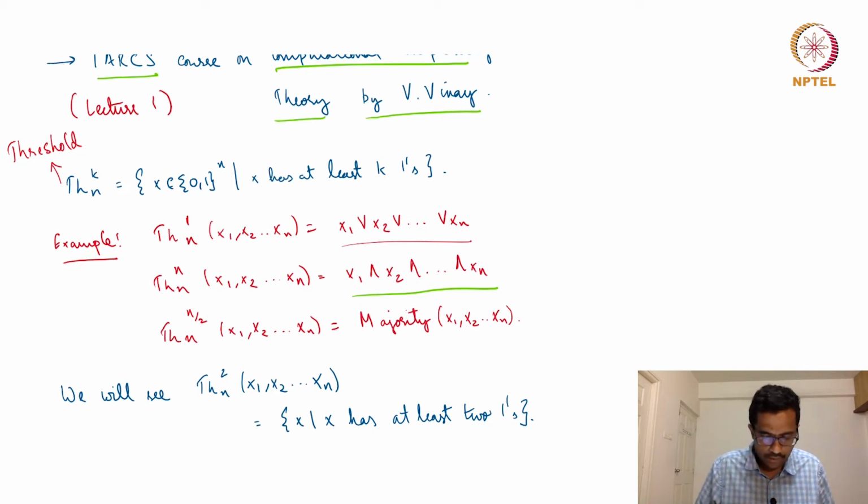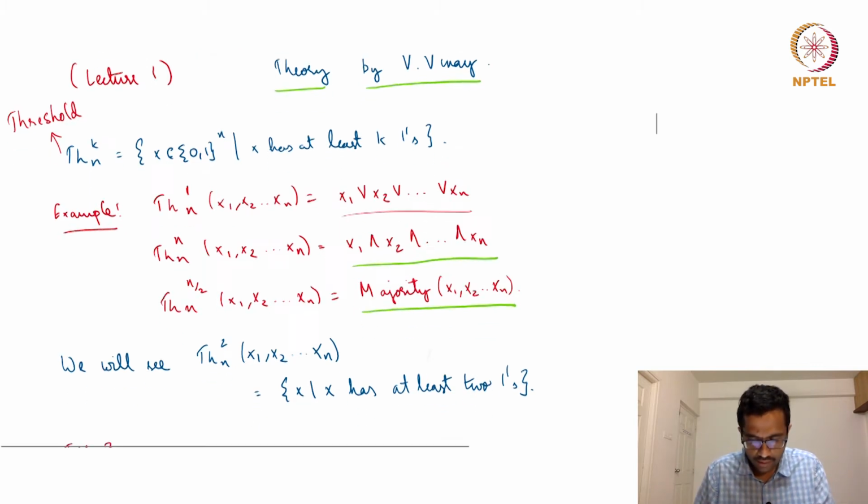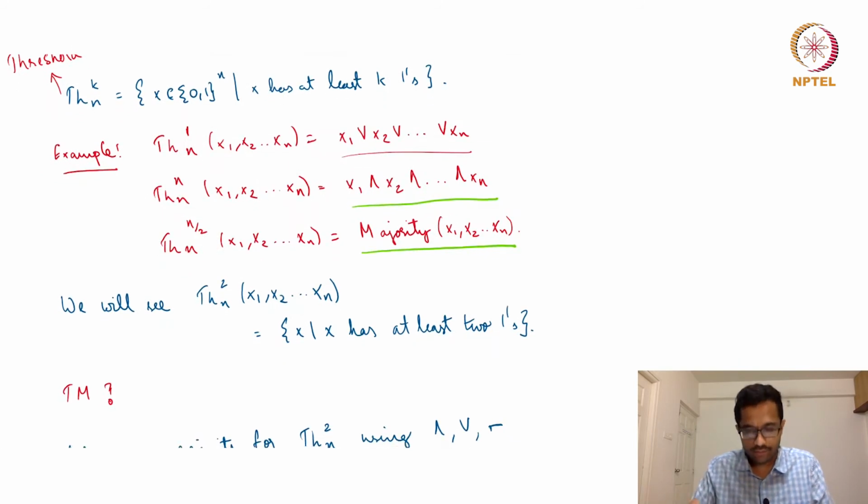And next is when k is n by 2, right? So half the bits have to be ones. In other words, it's what is called the majority function. So at least half the input bits have to be ones. So when n is odd, this is the actual majority. When n is even, it's kind of like the majority, right? Half of them have to be ones, right? So this is sometimes called the majority function.